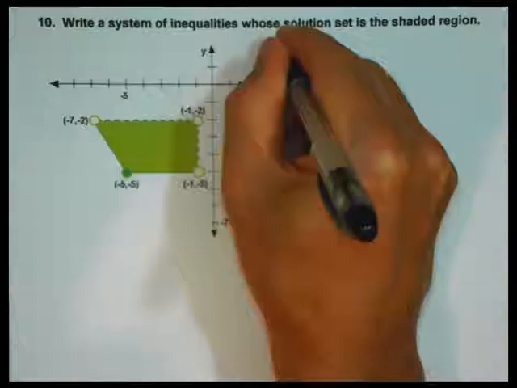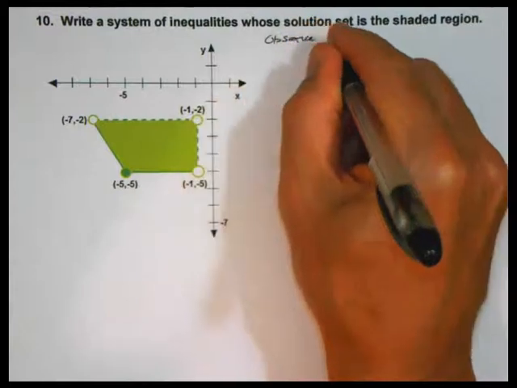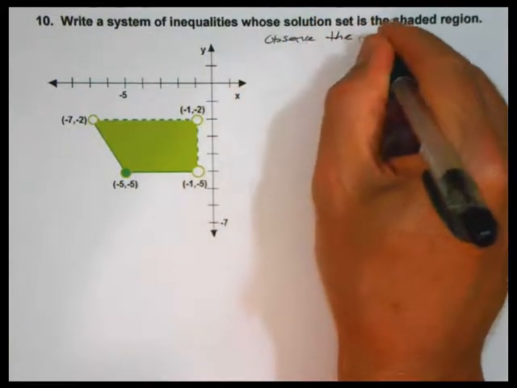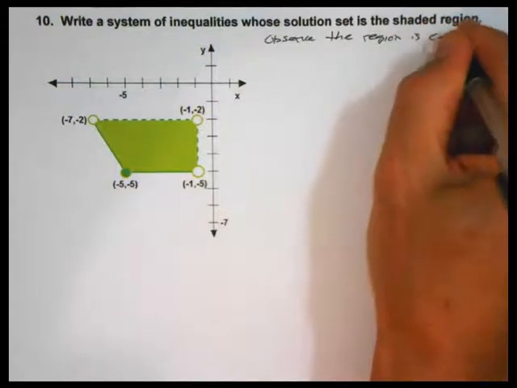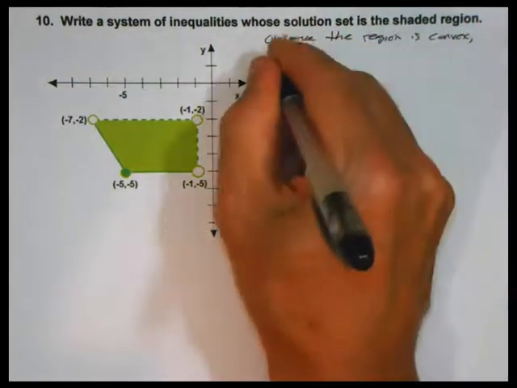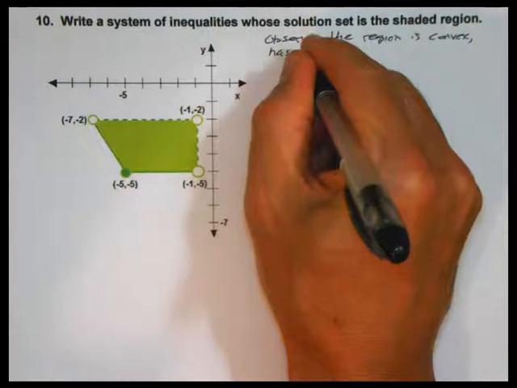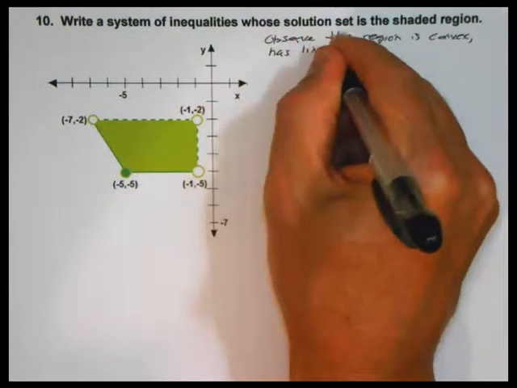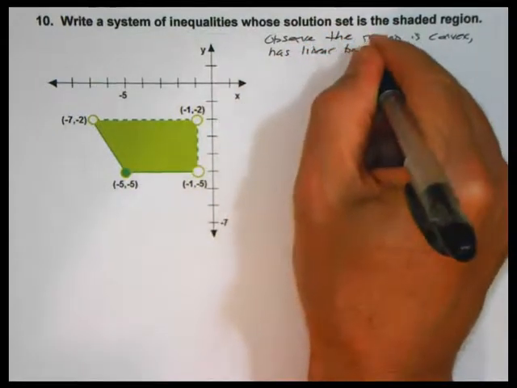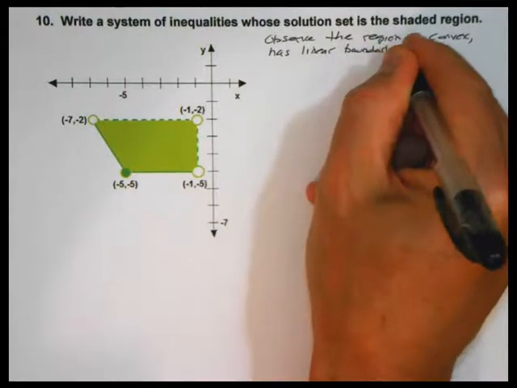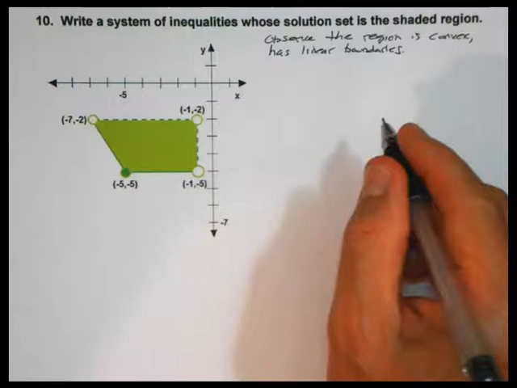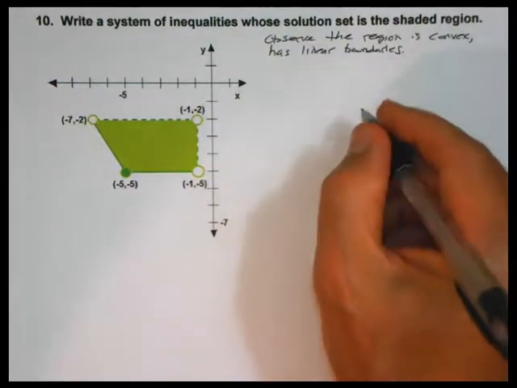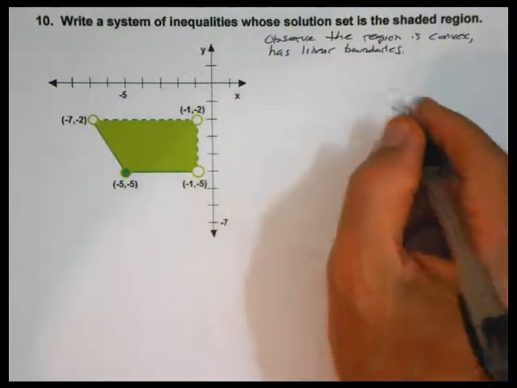So, observe that. Convex, has linear boundaries. And once you've noticed that, this means you can do this with a system of linear inequalities.